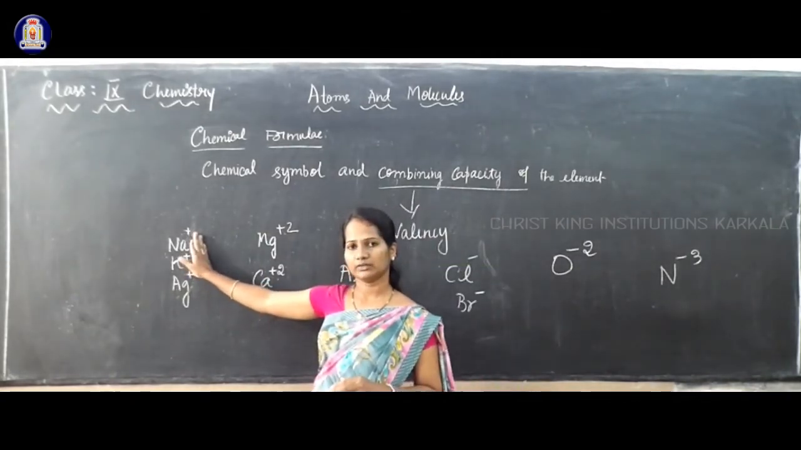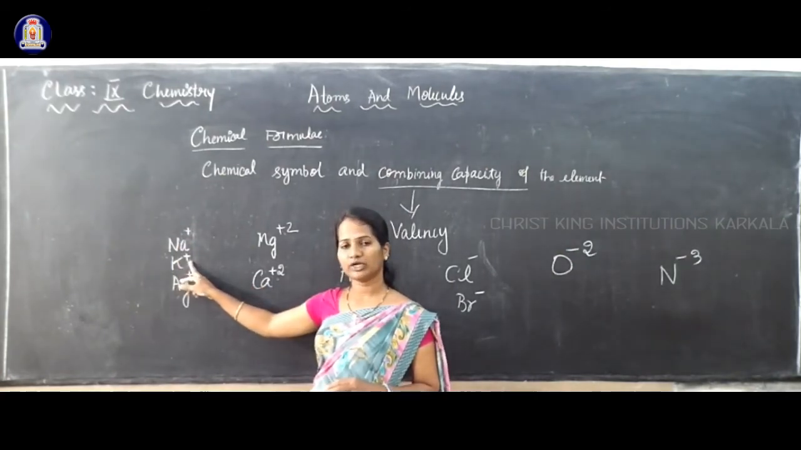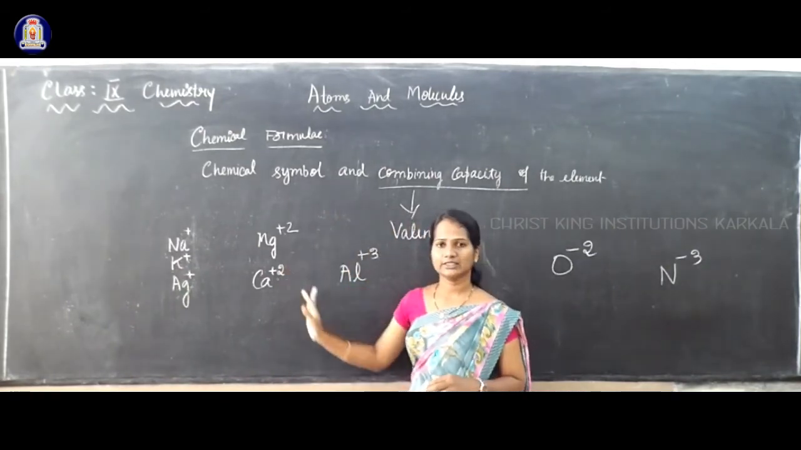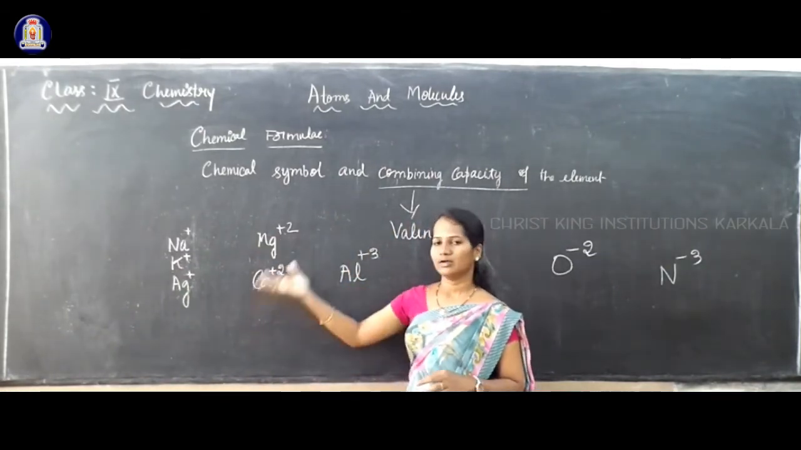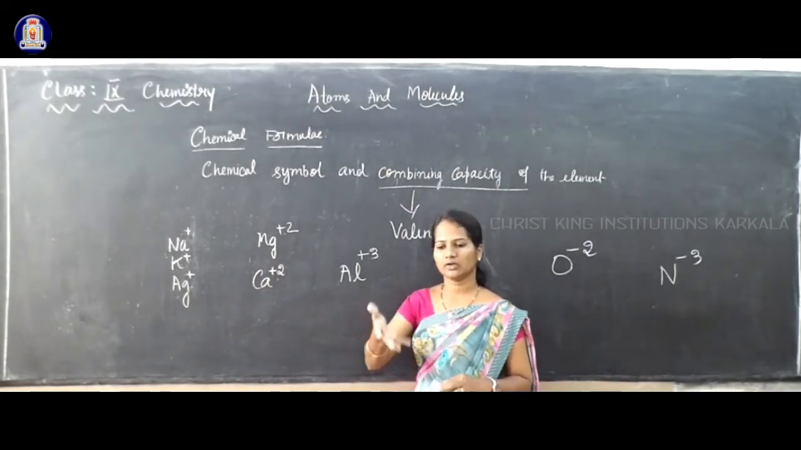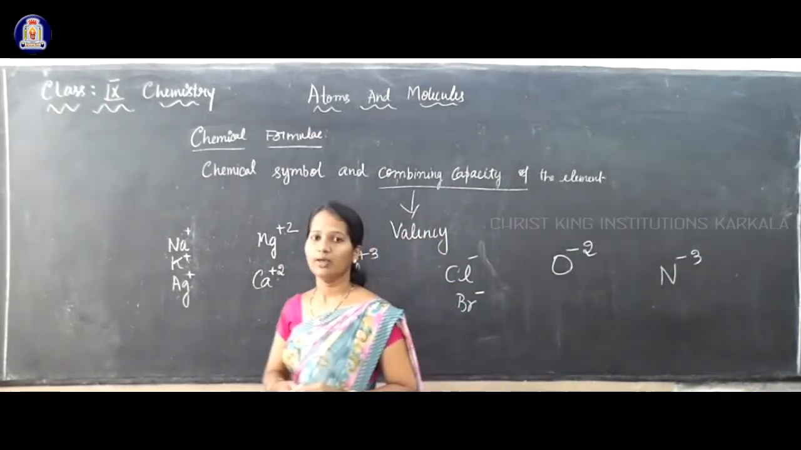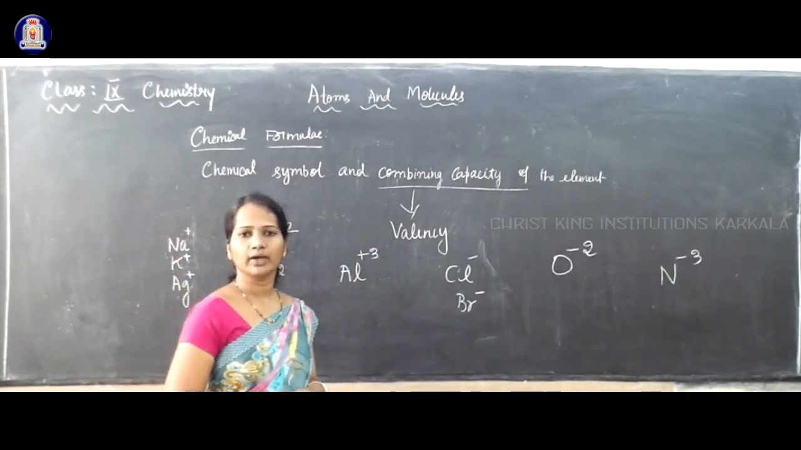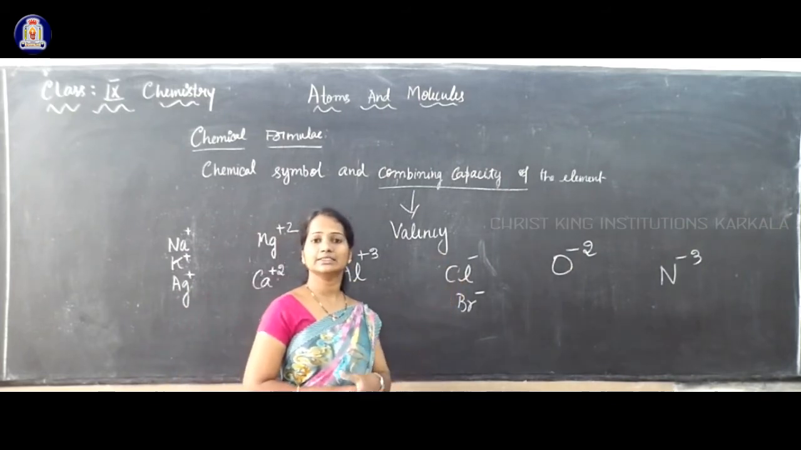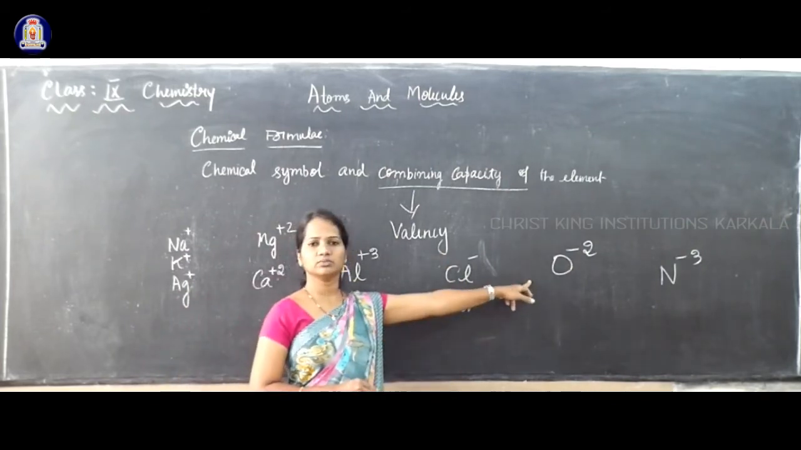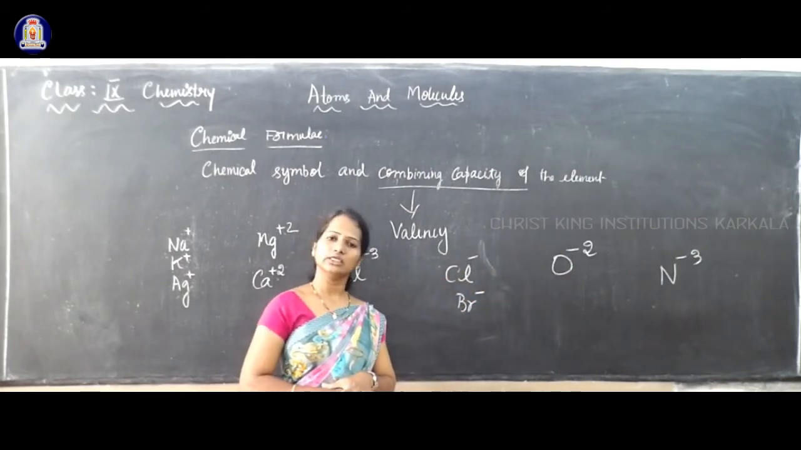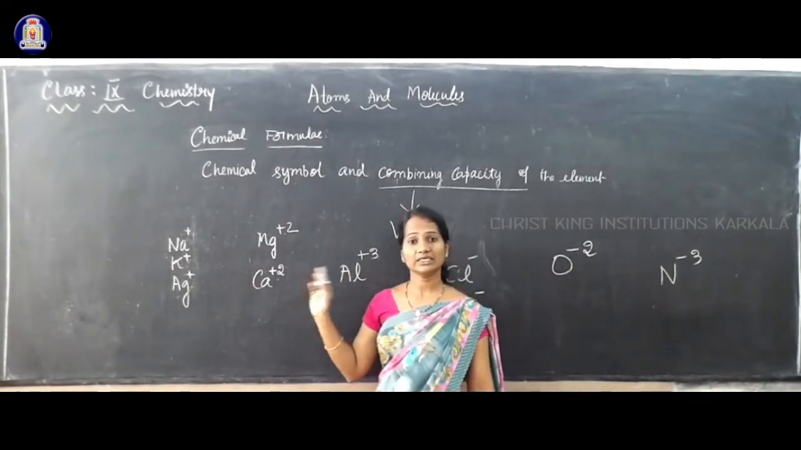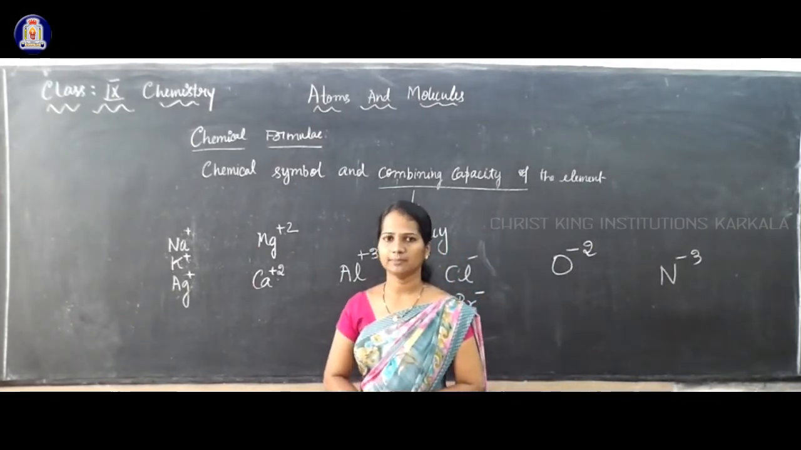Sodium and potassium are +1, silver +1, magnesium and calcium +2, aluminium +3. These are the most repeated metals which we are using in our reactions. Chlorine and bromine, their valency is -1. Oxygen is -2, nitrogen is -3. In this way we can write the charges of each element. If we know this, we can easily write the chemical formulae.